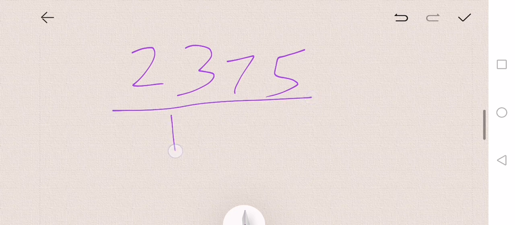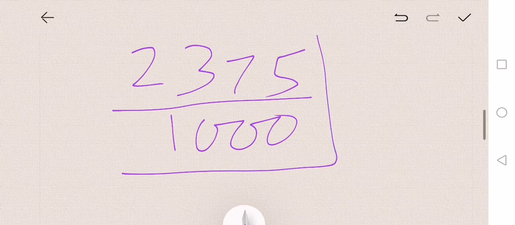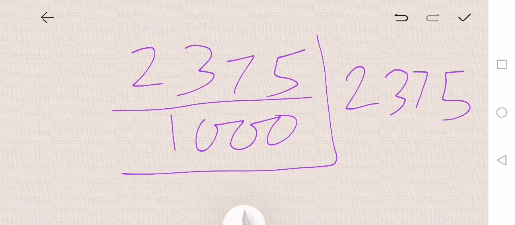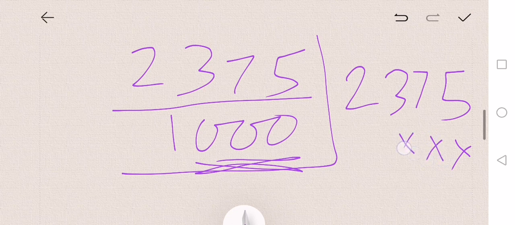Okay, the same thing if it's 2375 divided by 1000, for example. Don't worry, exactly the same simple logic. I'm going to write down the number first, 2375. How many zeros are there? Three. So I'm going to ignore 1, 2, 3 numbers from the right, and put a dot over here.